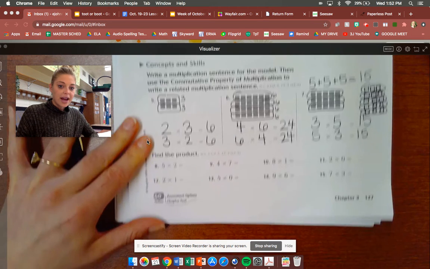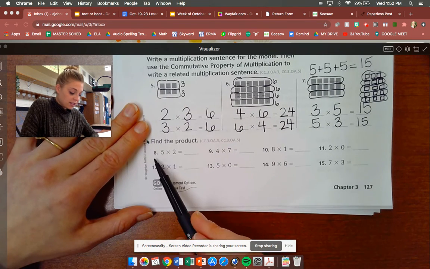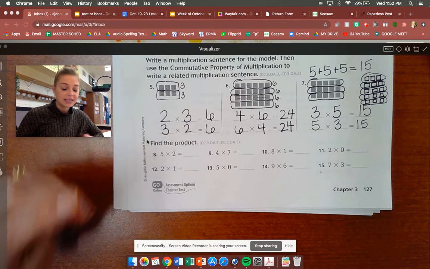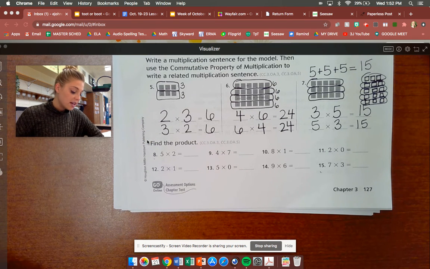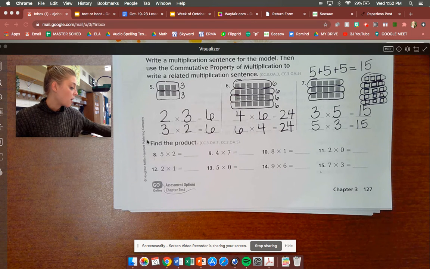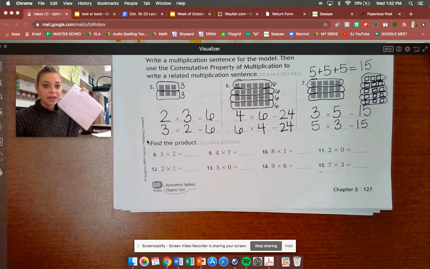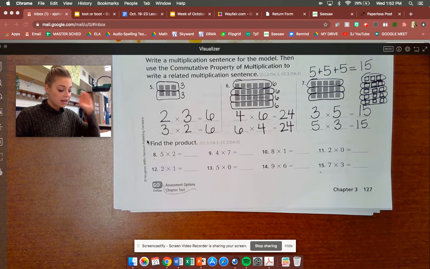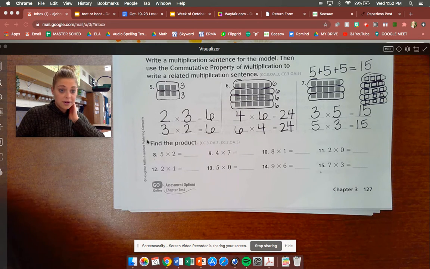All right, now for questions 8 through 15, all we have to do is find the product for these questions. So if you need to, take out a blank piece of notebook paper like this, or if you have a whiteboard at home, you can solve these problems on your own, okay?